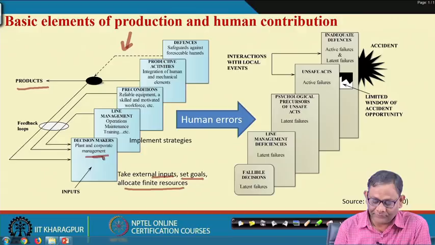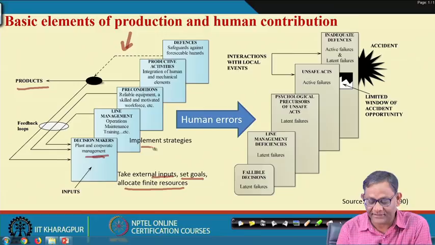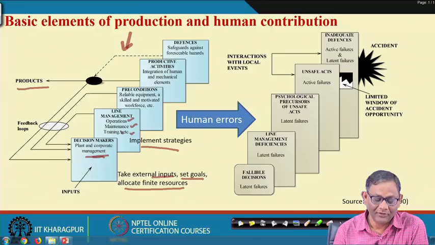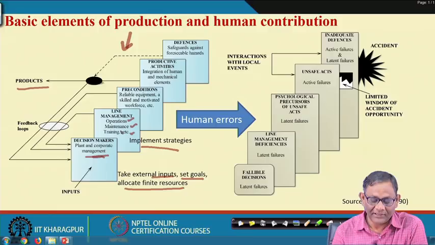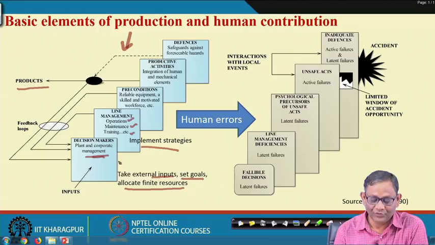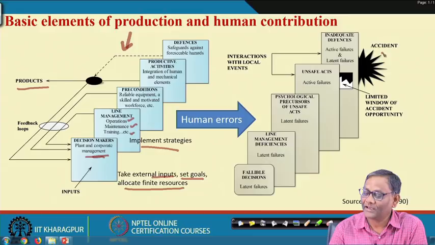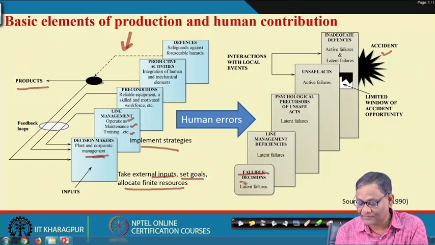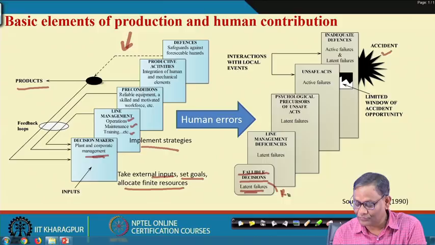Okay. Now, when the line management implements those decisions, this implementation through operation, maintenance, training, there are so many line management functions. All those things will be done by a designated responsible group of people who come under line management. And then what happened? There can be error in the decision making, there can be error by the line management. Those things ultimately lead to accident. And if I make the analogy, whatever the decision makers' errors are, we say these are the fallible decisions, these are all latent failures, or we can say the root causes.